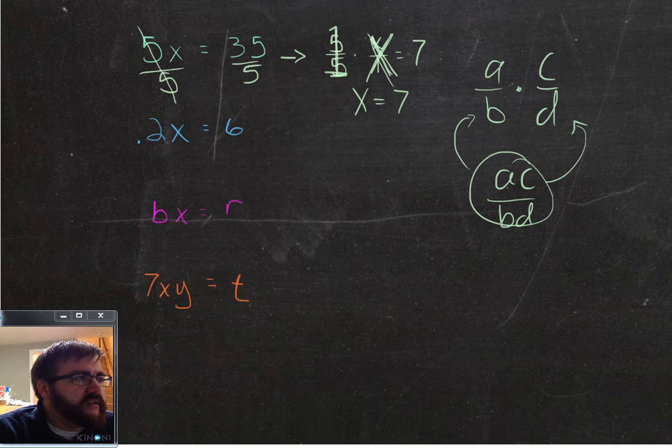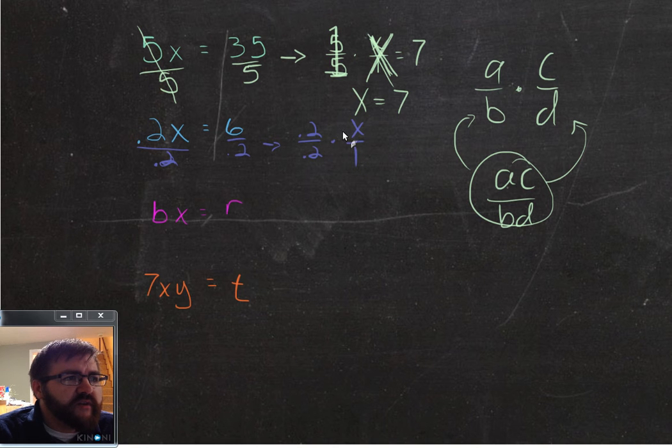Let's talk about this guy here. Same idea. Something's being multiplied by x. So if I divide by 0.2, 0.2 times x divided by 0.2, it is possible to write this as 0.2 over 0.2 times x over 1. If I multiplied these together, I would get this exactly. 6 over 0.2 is 30. 0.2 divided by 0.2 is 1. X over 1 is x, so all of this stuff is equal to x, so x is 30.